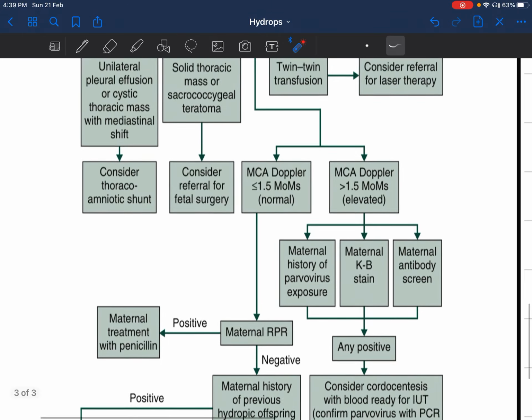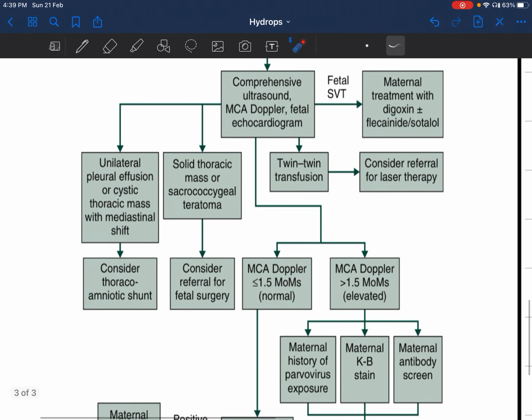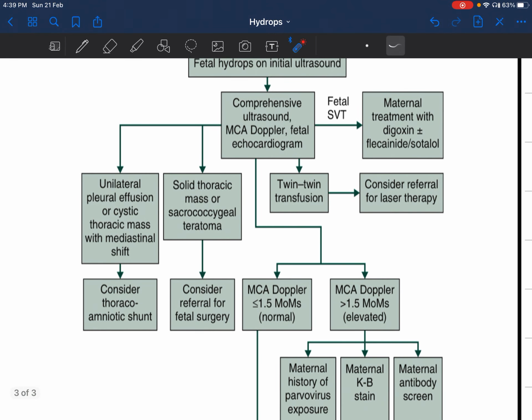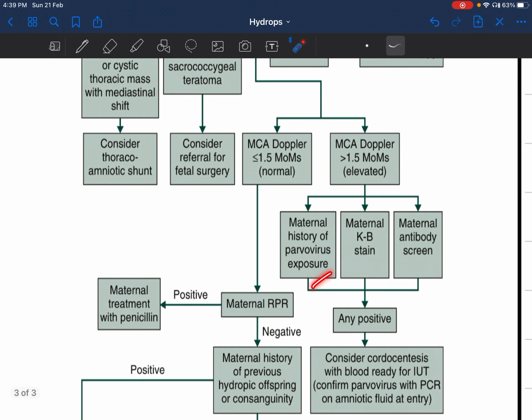Clear? Okay, so we will go through this once again because this is very important. If you are able to find an arrhythmia problem, treat it. If you are able to find a mass problem, then relieve the pressure by an amniotic shunt or fetal surgery. If you find that it's a twin problem, then laser photocoagulation. If it's an anemia problem, try to find the cause for anemia, but treat with intrauterine transfusion.